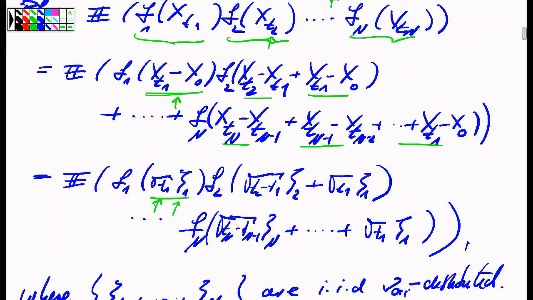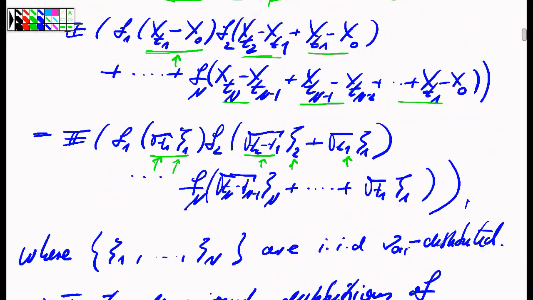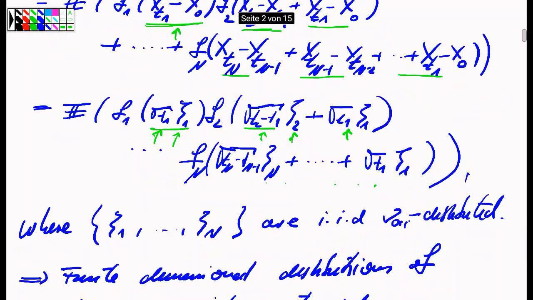Having fixed a representation of this first increment, which we also have to insert here, we now have the second increment. But the second increment can be represented in a similar fashion by a properly scaled standard normal distributed random variable xi_2, again scaled with the square root of t2 minus t1 in order to get the proper scaling. And xi_1 and xi_2 need to be independent because they represent the independent increments of the Brownian motion, and so forth. For the nth evaluation here, we obtain the sum of these scaled random variables that we had before.